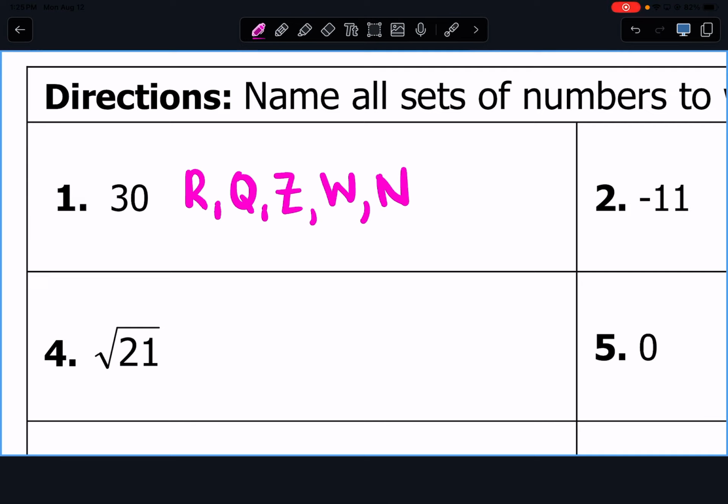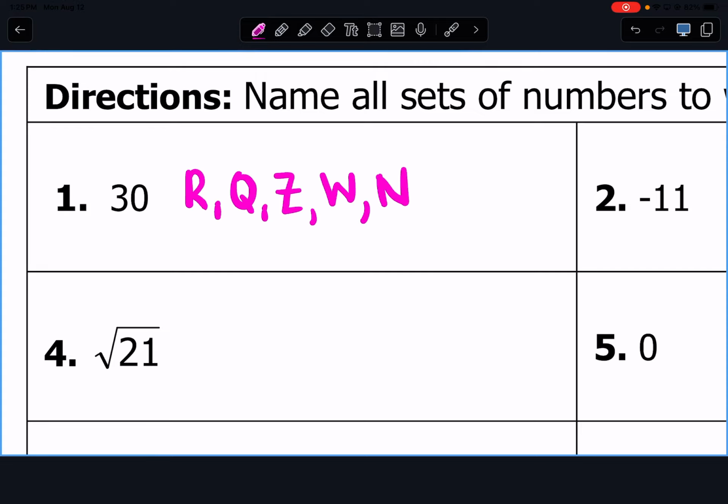So it's everything on that one side. It's everything except irrational. Because if a number is rational, it cannot be irrational. If a number is irrational, it cannot be rational. And it cannot be an integer. It can't be a whole. It can't be natural. Okay?